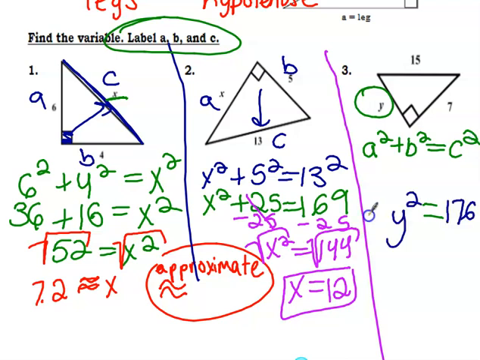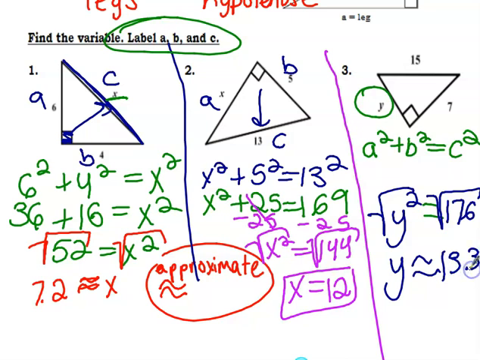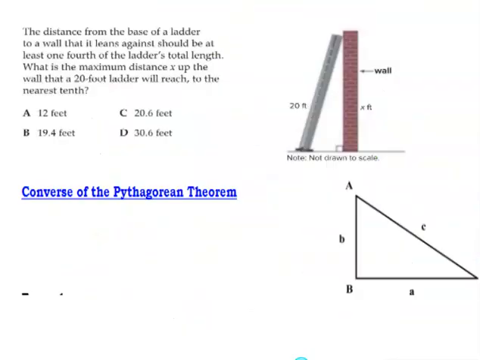So after you subtract, you should square root both sides because you're solving for one of the legs, and y is roughly 13.3 when you round up because it's 13.26. Okay, so that's the answer for y. All right, now let's solve this one.